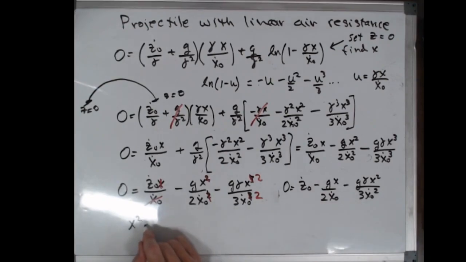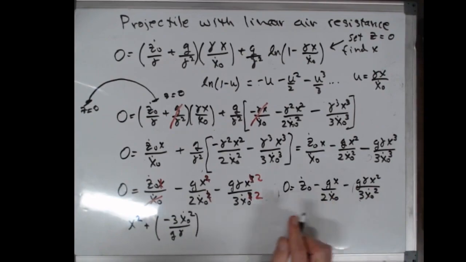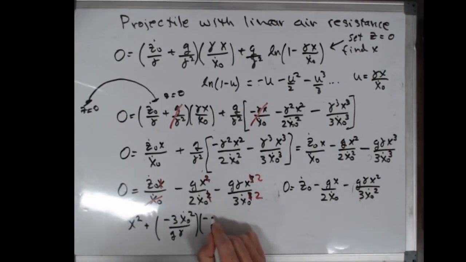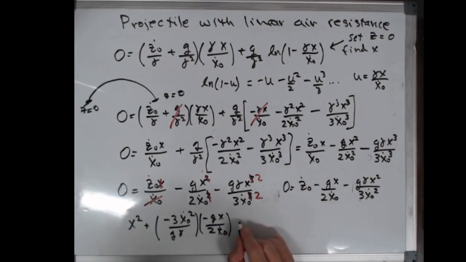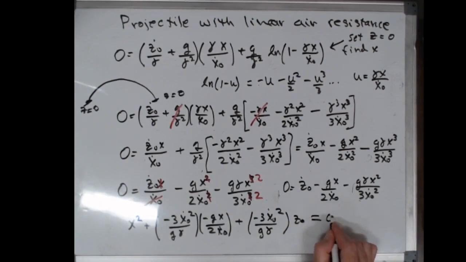And so then this is going to be plus, I'm going to have minus 3x naught dot squared over g gamma. It's the inverse of the coefficient for the x squared multiplying this guy. I'm going to multiply everybody by that, by minus gx over 2x naught dot, right? Same thing with this guy, plus minus 3x naught dot squared over g gamma times z naught, right? And if I'm equals 0, right?